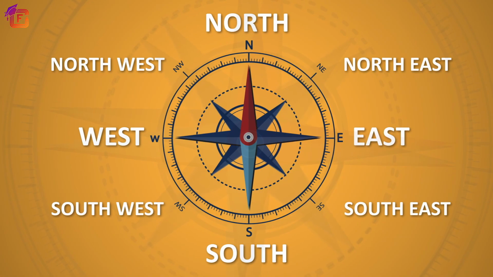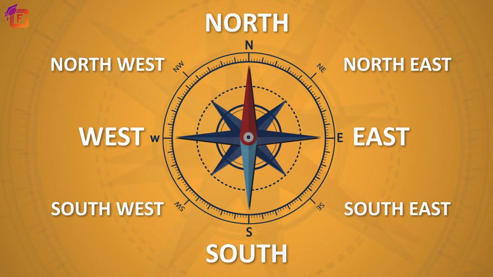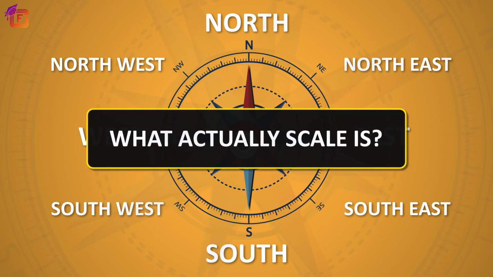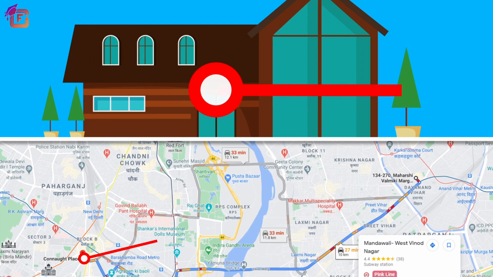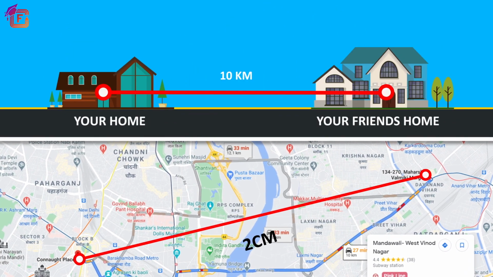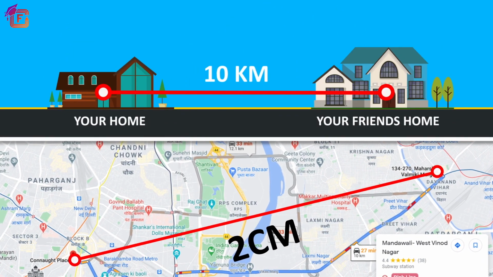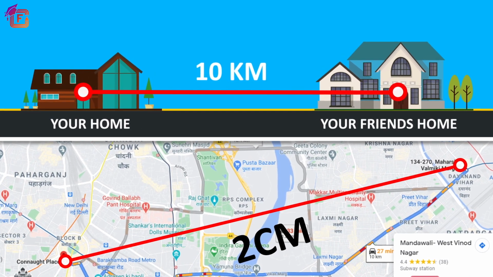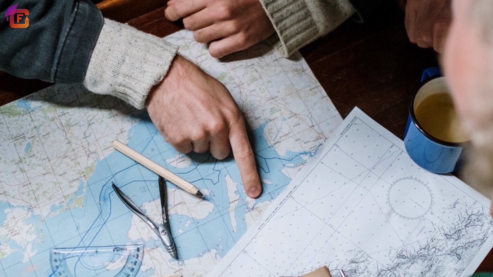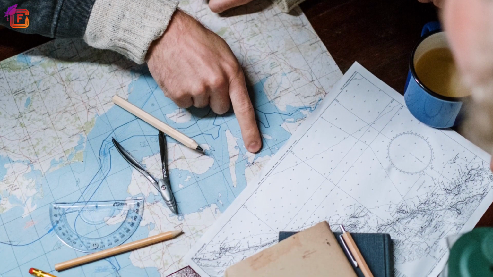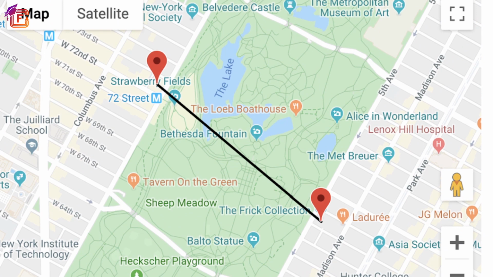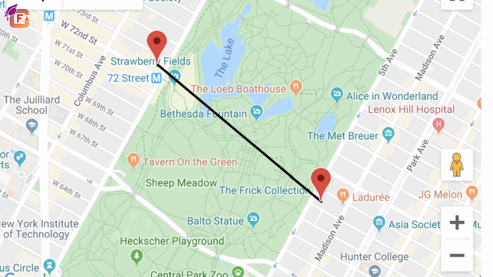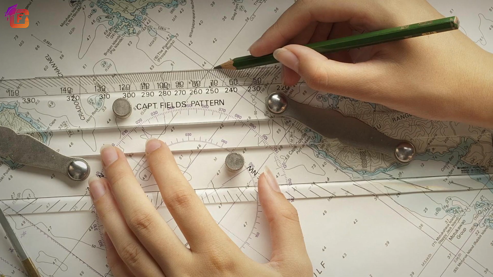In the previous video, we have learned about components of maps that include different directions. But what actually is scale? Well, the ratio between the real distance on the ground and the distance shown on the map is known as scale. You would be able to measure the distance between any two places on a map if you know the scale. In this video, we are going to know what is the distance on a map.